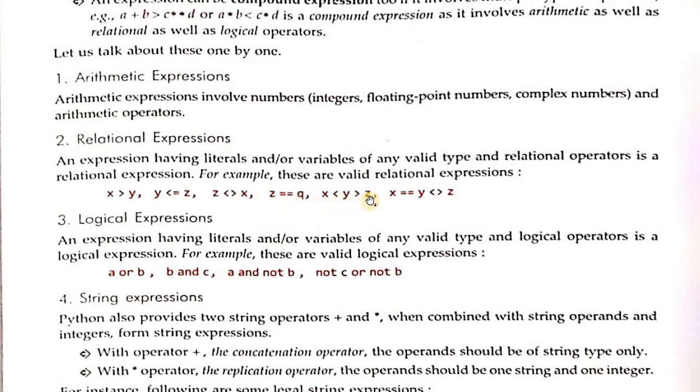And look at this, this is a chain expression. This type of expression is allowed in Python. So x is less than y and y is greater than z. So this is the combination of two expressions: x is less than y and y is greater than z. This type of expression is called a chain expression, a chain comparison we can say.